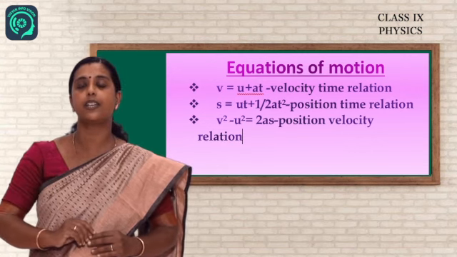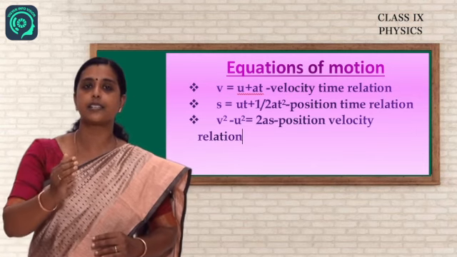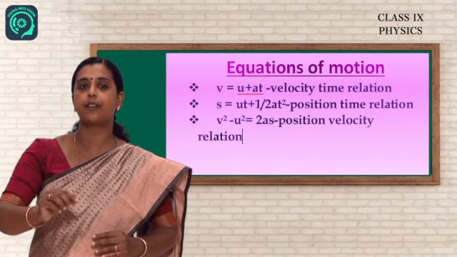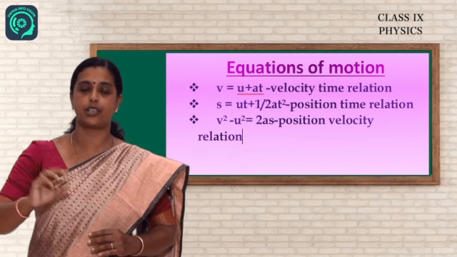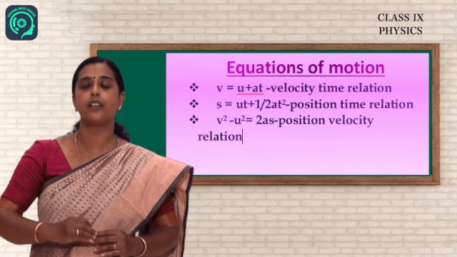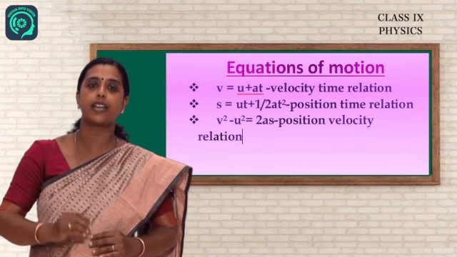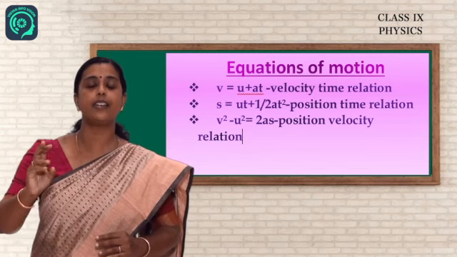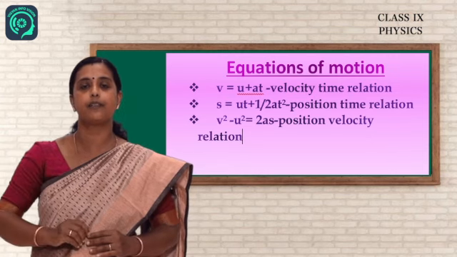The second equation is s = ut + ½at². This is called as position time relation. Here s is the distance travelled, u is the initial velocity, t is the time, a is the acceleration. In the third equation, we get 2as = v² − u². This is called as position velocity relation. Here s is the distance traveled, a is the acceleration, u is the initial velocity and v is the final velocity.